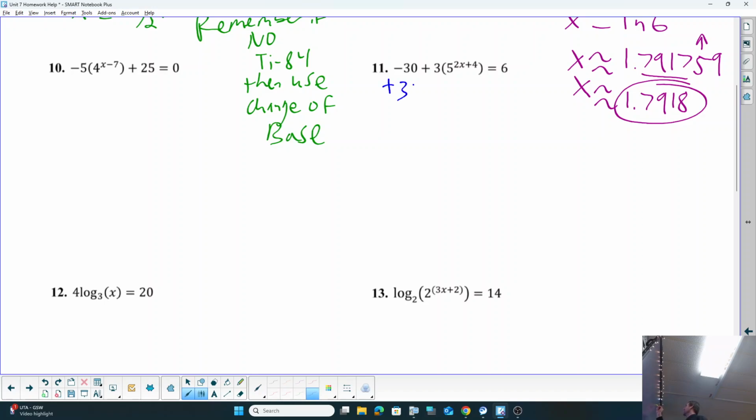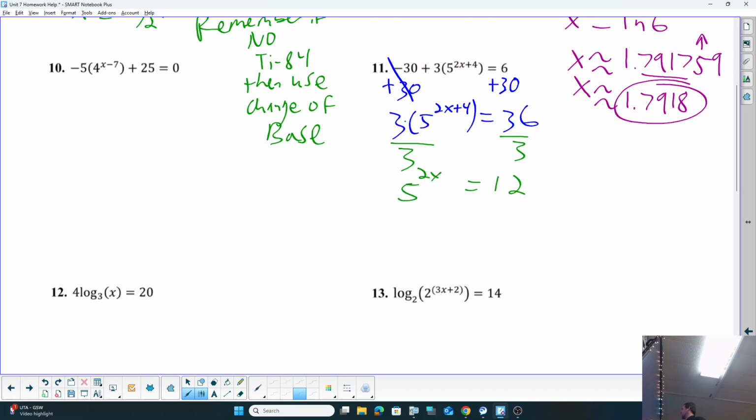So we're going to add 30 to this side. When we add 30 to this side, we get 36. So we get 3 times 5 to the 2x plus 4 power. And then what do we do? How do we get that 3 to the other side? It's being multiplied, so we divide by 3. Then we get 12. So 5 to the 2x plus 4 power now equals 12.